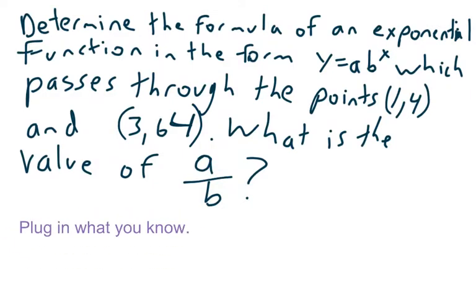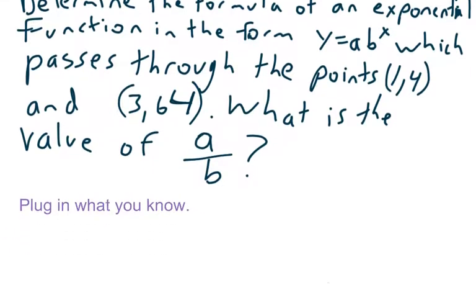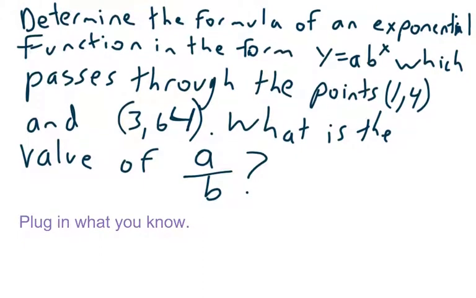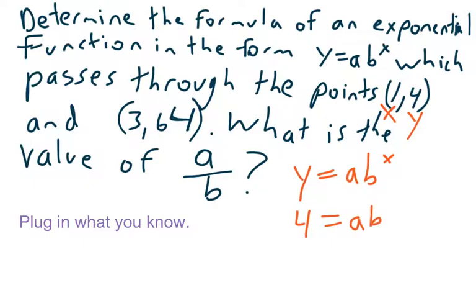Alright, we're going to start out with plugging in what we know. For instance, I know that this is an x value and this is a y value. So in my function y equals ab to the x power, this exponential formula, I'm going to plug in 4 for y. I'm going to plug in 1 for x, so it's ab to the first power.